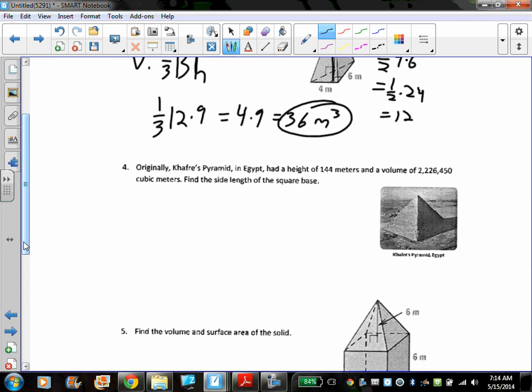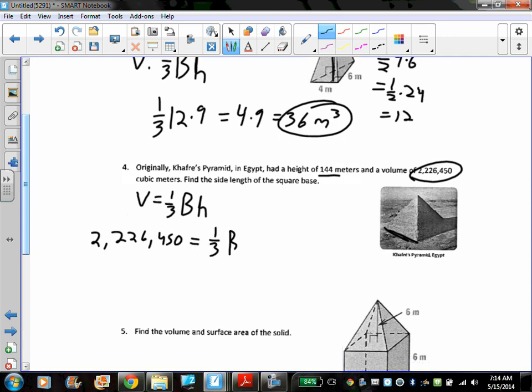Okay, so here we have a pyramid from Egypt. It has a height of 144 meters, and look at that volume. Lots of cubic meters in there. So we need to find the side lengths of the base, the individual side lengths. Well, remember that volume equals 1/3 of the area of the base times the height. We're told the height, and we're told the volume. So 2,226,450 equals 1/3 times the area of the base times 144, which is the height.